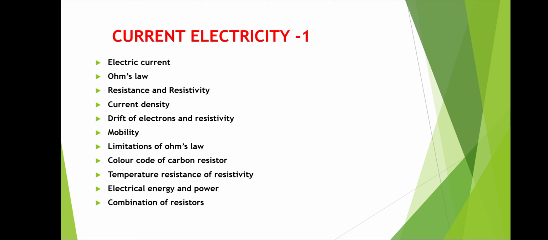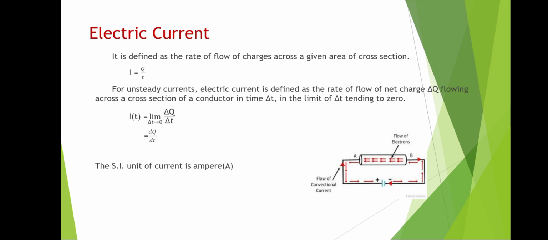So these are the contents of this chapter. First topic we have to discuss electric current, second Ohm's law, resistance and resistivity, current density, drift of electrons and resistivity, mobility, limitations of Ohm's law, color code of carbon resistor, temperature dependence of resistivity, electrical energy and power, and last one combination of resistors. Dear students, at a glance we have to see these topics, we have to understand these topics in a very short duration of time, right? So come to the first one, electric current.